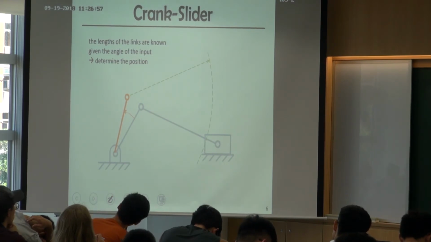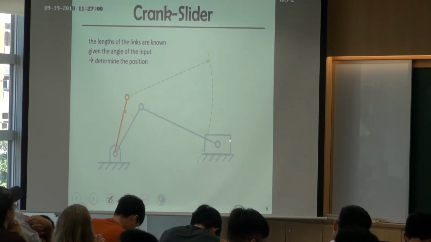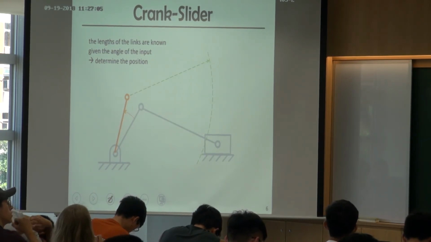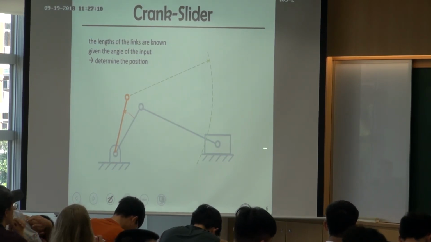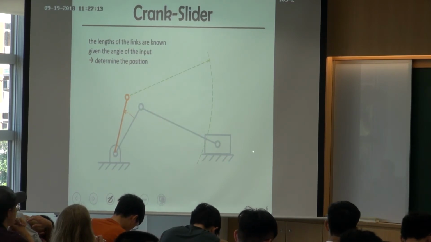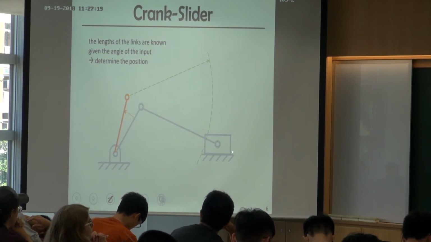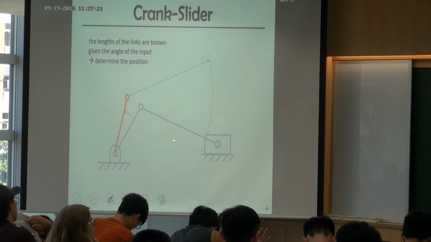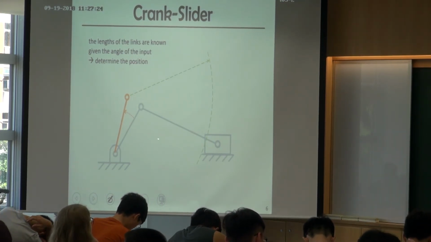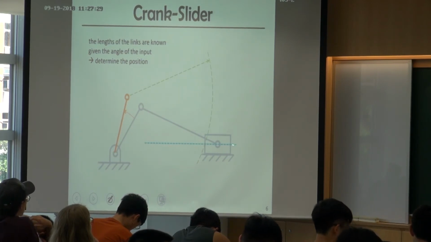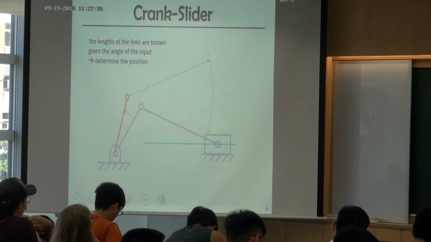Then what should we do next? Any idea? Draw a flat line, right? Because we know the slider is sliding on this surface, so we can draw a line here. We try to find the location of this joint. I know this joint is going to move back and forth, but it's always on this line. So I can draw a line here. The trajectory of this joint must lie on this straight line.